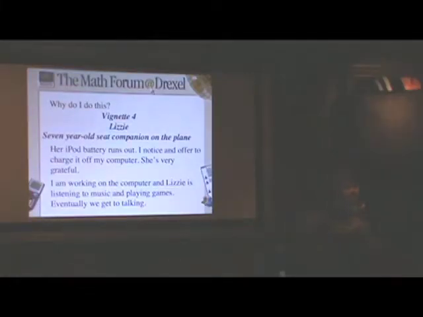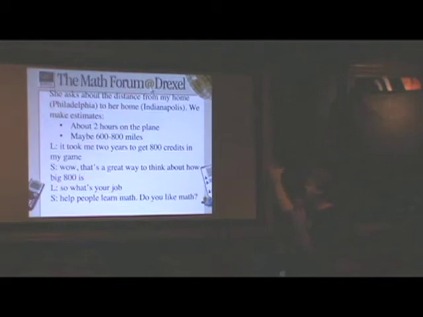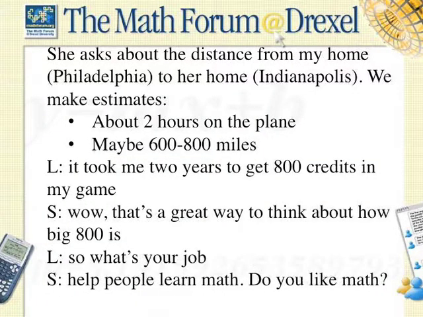Vignette 4. Lizzie's a 7-year-old who sits next to me on the plane on the way over. Turns out her iPod battery is dead. I overhear this and volunteer to charge it from my computer, and we have all kinds of normal conversations, like wireless networking on the airplane, that you have with a 7-year-old. At some point she asks how far it is from my home to her home. We estimate, and I get 600, 800 miles. And Lizzie says, you know, it took me 2 years to get 834 points in my game until I had enough credits. I said, wow, that's a great way to think about how big that is.